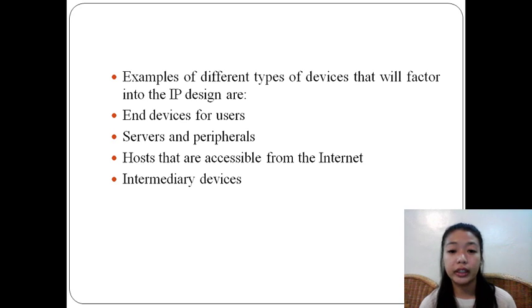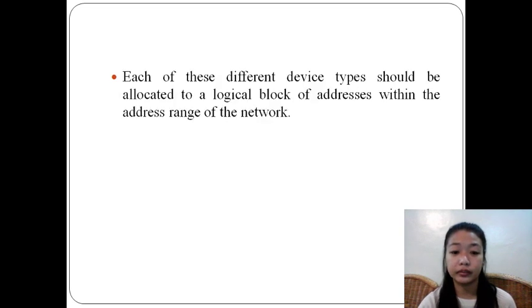Examples of different types of devices that will factor into IP design: end devices for users, servers and peripherals, hosts that are accessible from the internet, then intermediary devices. Each of these different device types should be allocated to a logical block of addresses within the address range of the network.